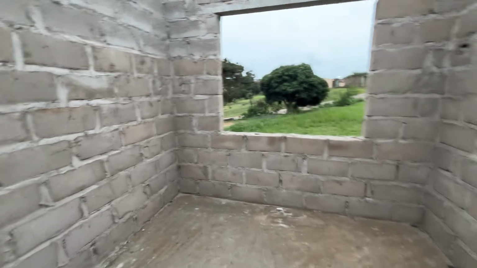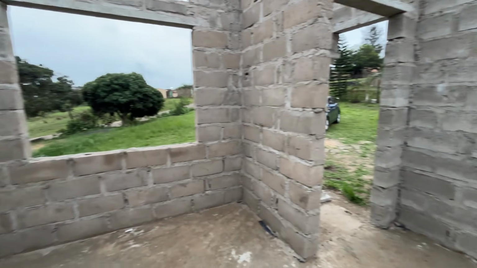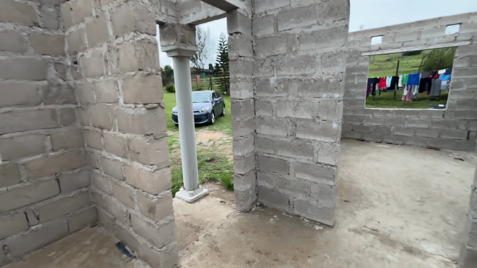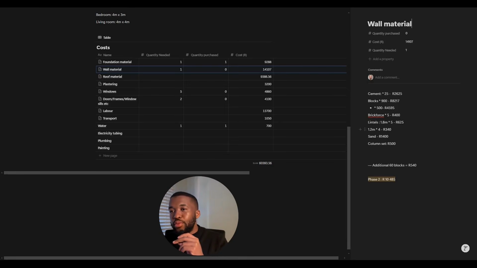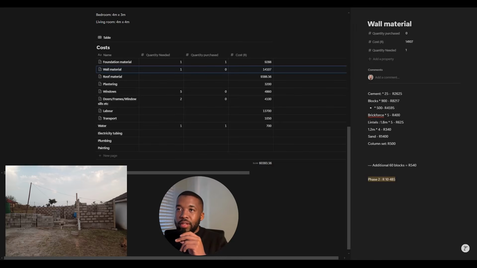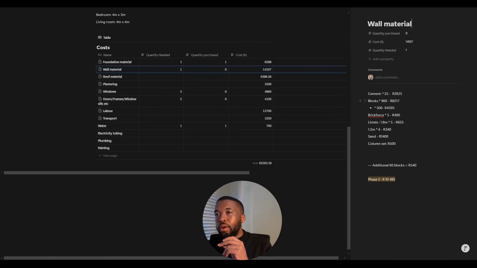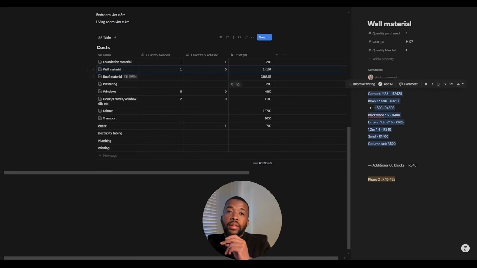This is where the costing started to become a bit tricky. But again, I did my best to track the costs. As you can see here, I bought 25 bags of cement. I got 900 blocks plus 500 blocks plus 60 blocks. As you can see here, it was just piling up. And then I got brick force, all the things that were needed for that, right?